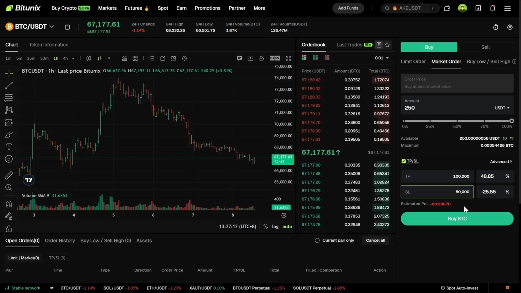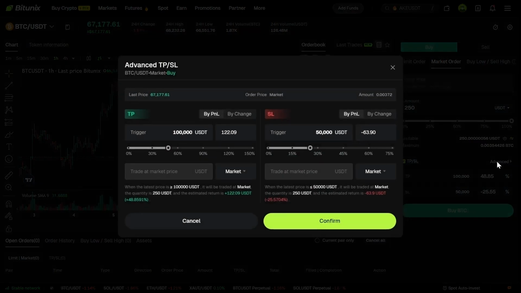If we want to get a bit more advanced with our take profit and stop loss orders, we can click here. This is where we have a choice to create our take profit and stop loss orders by P&L or by change. We created ours by change, but if we did want to create it by P&L, we can decide we want to make about 150 USDT on our trade. And that should take Bitcoin's price to 107,500.